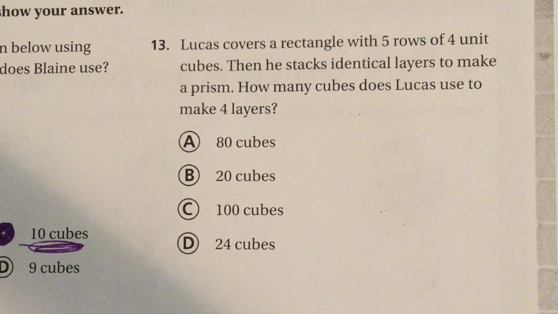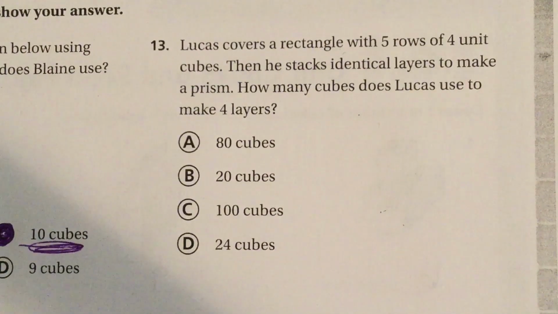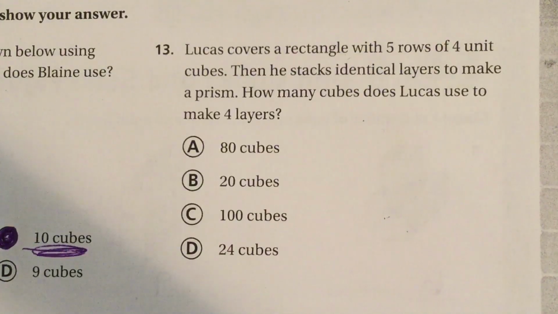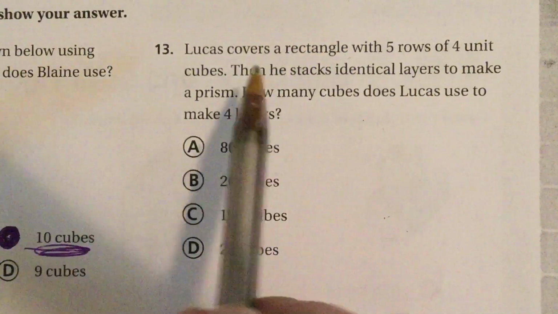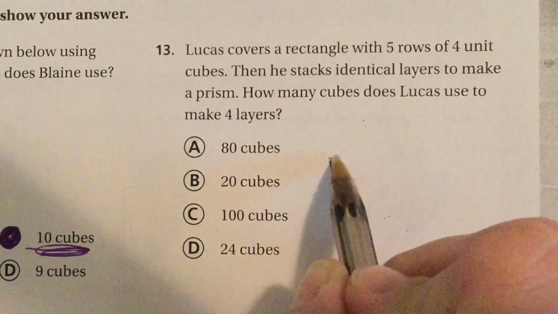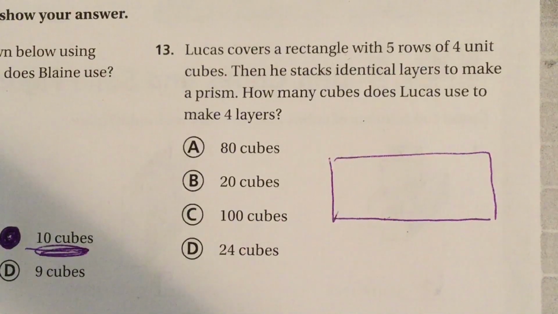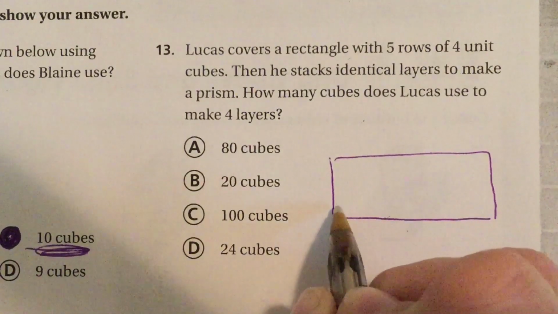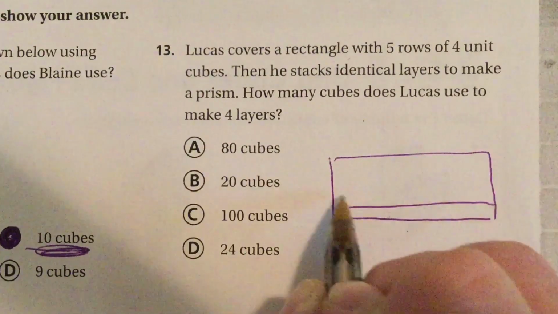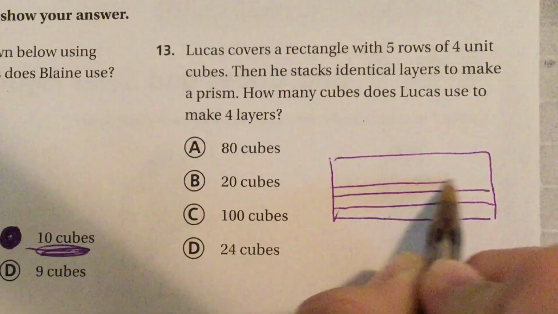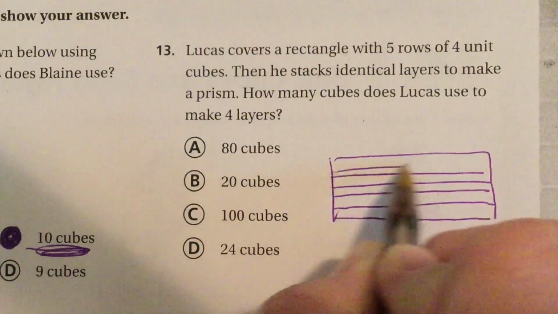Lucas covers a rectangle with 5 rows of 4 unit cubes. Then he stacks identical layers to make a prism. How many cubes does Lucas use to make 4 layers? Okay, so Lucas covers a rectangle. So here's a rectangle, right? With 5 rows of 4 unit cubes. So 1, 2, 3, 4, 5.